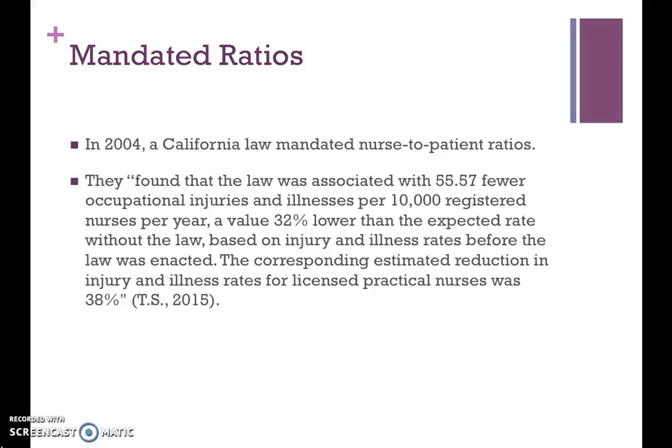So, out of all the states in America, California passed this law in 2004 that mandates specific nurse-to-patient ratios. And they found that this law was associated with 55.57 fewer injuries and illnesses per 10,000 nurses per year. So that's 32% lower than the rate without that law. So the corresponding estimated reduction in injury and illnesses for the nurses was 38%. So this just goes to show how in California they mandated the ratios at specific levels, and it led to decreased illnesses and injuries among the staff.